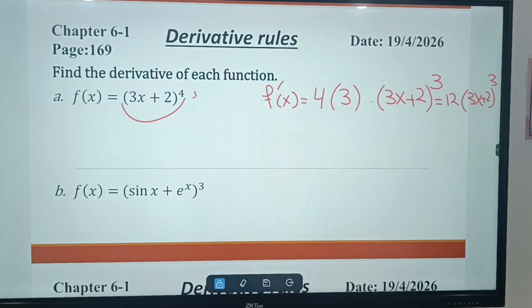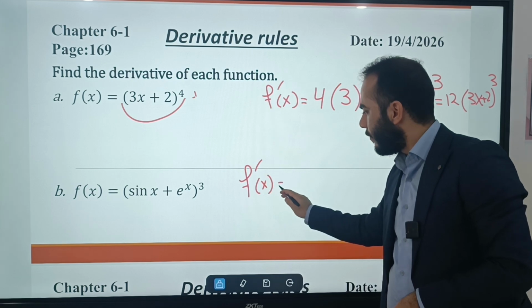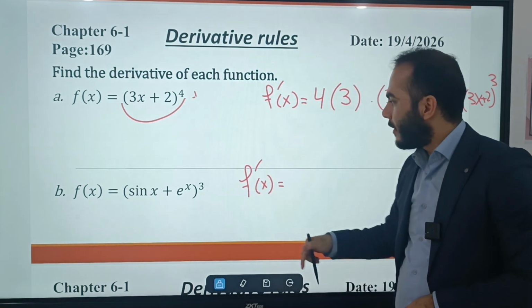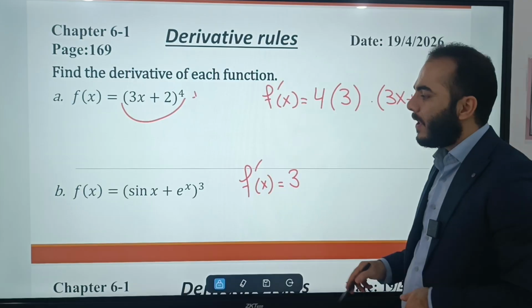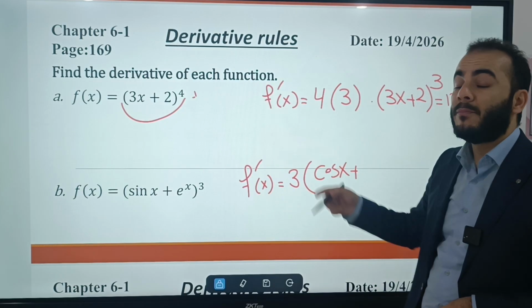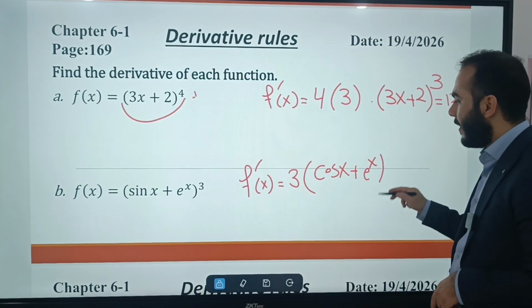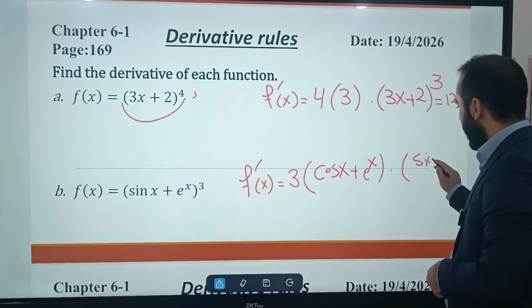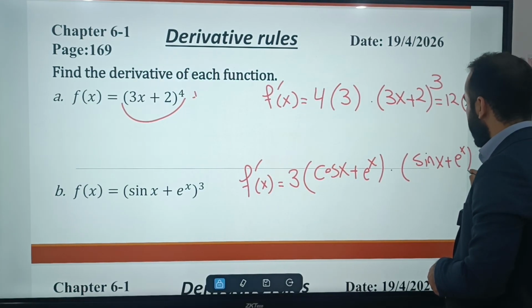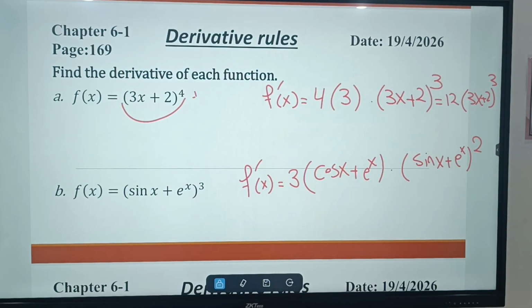Khalas. The next one. F prime of x equals, 3 comes down, so 3. Derivative of inside: derivative of sine is cosine x, plus derivative of e powered by x is exactly itself, e powered by x, note it down. Times the bracket sine x plus e powered by x, powered by 1 less, so 3 minus 1, 2. I hope that it is clear. Okay, perfect.